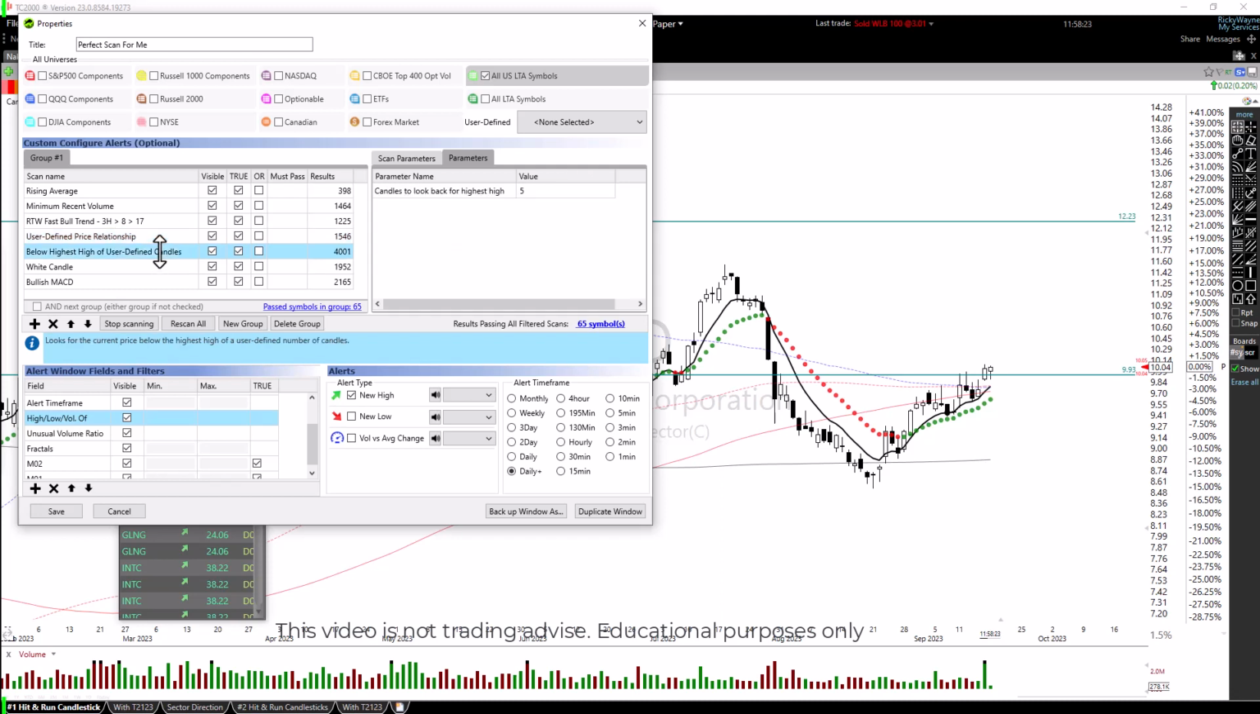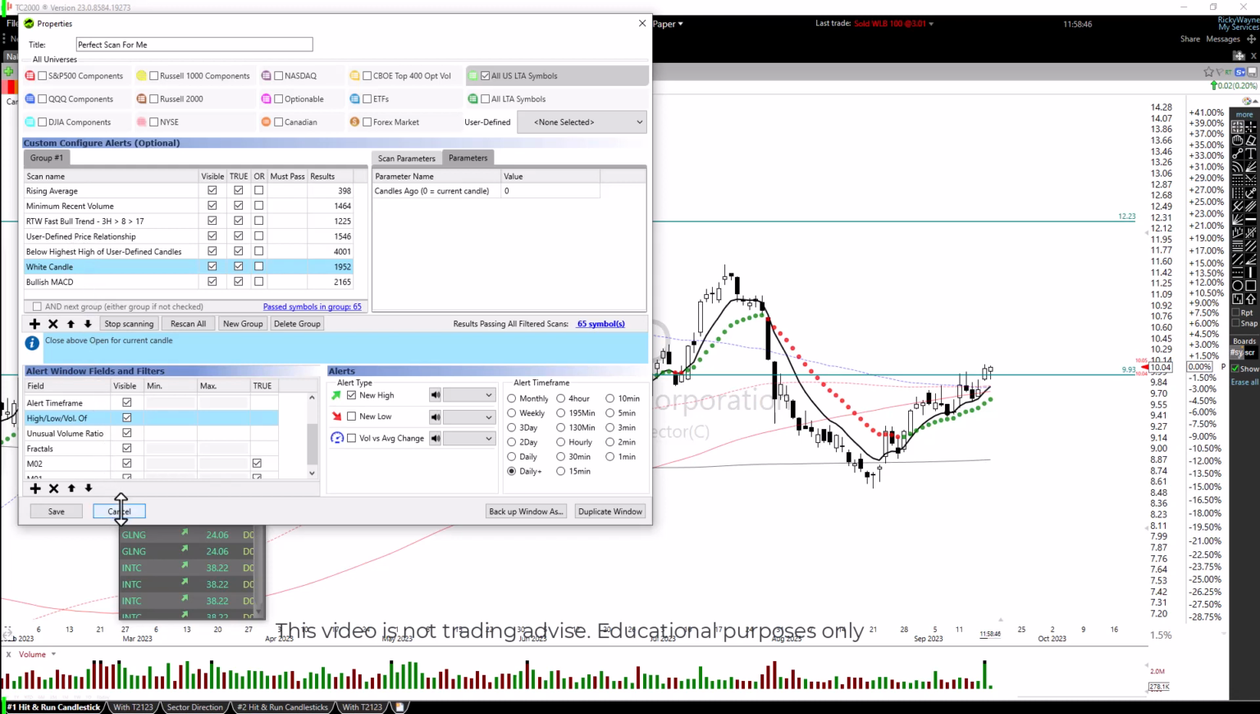I want to see stocks below the highest high in the past 5 days. I want to see a white candle. I'm not going to talk about MACD now. This I just added. This is not necessarily part of the perfect scan. All this is part of the perfect scan. Okay?